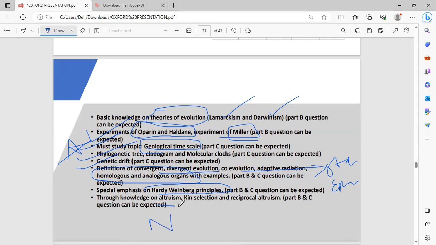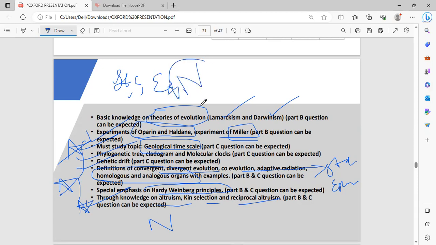And next, altruism, kin selection and reciprocal altruism. This is also important. These concepts are more important. In this, they can ask every type of question, that is statement, concept-based or experimental, or either they can ask a numerical. For this numerical, they focus on Hardy-Weinberg equilibrium.